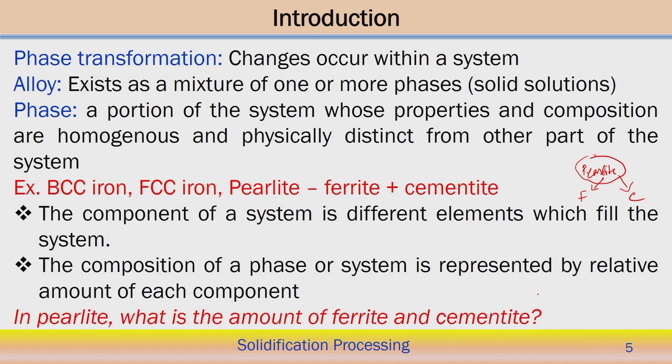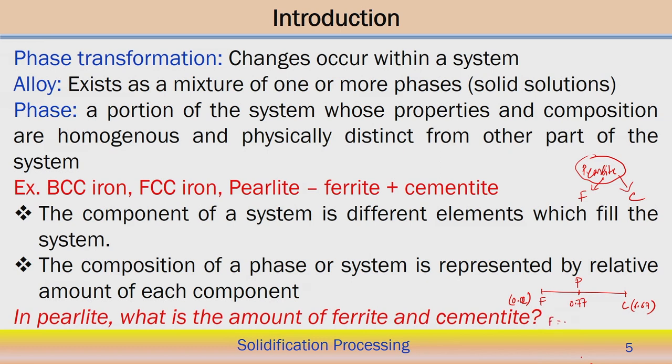We know this is the pearlite structure, and I am assuming pearlite consists of ferrite and cementite. Now, pearlite has a carbon percentage of 0.77. Cementite has a carbon percentage of 6.67, and ferrite has a carbon percentage of 0.02. Now, in a simple proportionate way we can estimate the ferrite percentage.